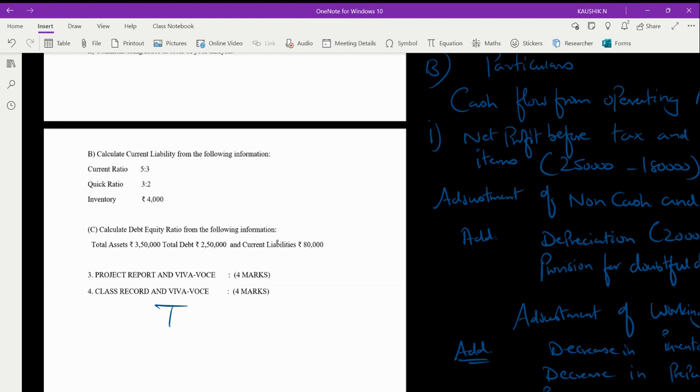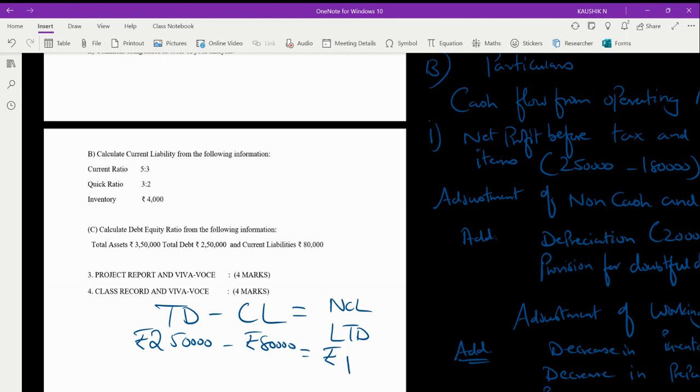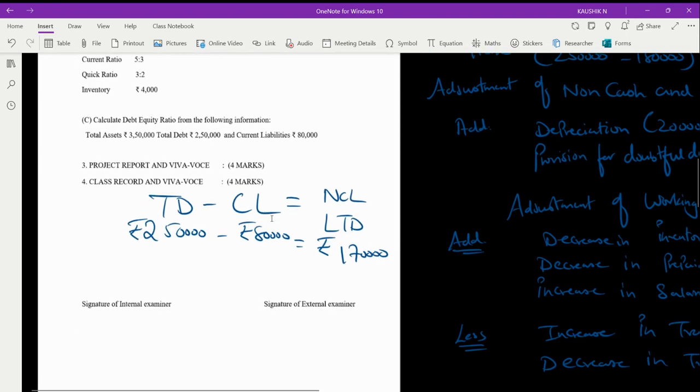So that means your total debts TD minus your current liability will be equal to your non-current liability. That is long-term debts, or I can say LTD. I can say non-current liability, or it is otherwise called long-term debts LTD. So that means from the value of rupees 2,50,000, if I am subtracting the value of rupees 80,000, that will give me the value of rupees 1 lakh 70,000 as my debt.